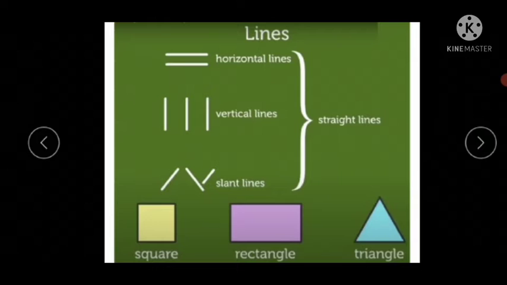Next, by using these types of lines, we can draw n number of shapes like square, rectangle and triangle. See, in square and rectangle, we are using 2 standing lines and 2 sleeping lines. In triangle, we are using 2 slanting lines and 1 sleeping line.